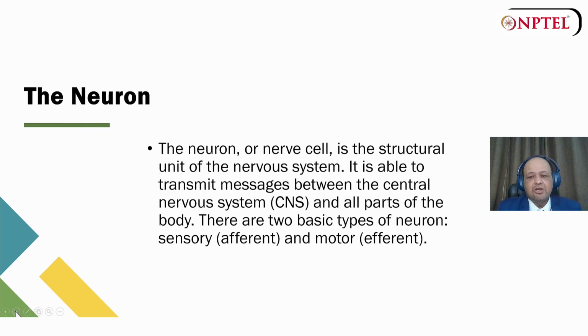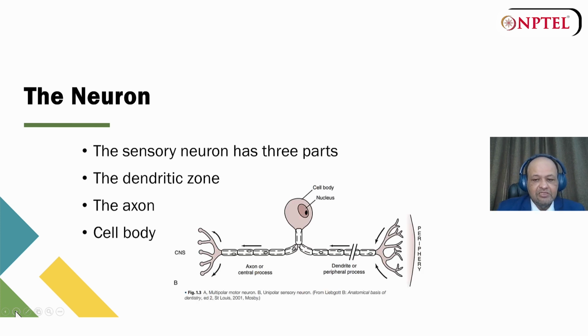The neuron or the nerve cell is the structural unit of the nervous system. It is able to transmit the messages between the central nervous system and the parts of the body. There are two types of neuron, which are the sensory, that is afferent, and the motor, which is efferent. So the first image that we are going to see is the unipolar neuron, that is the sensory neuron. Now this has three parts. Now this is a little different from the multipolar or the motor neuron, which we are going to see subsequently.